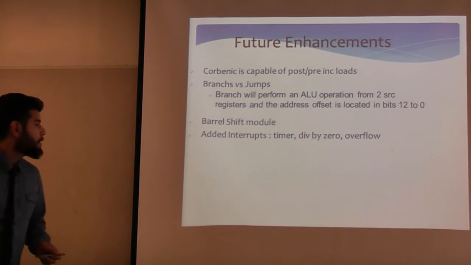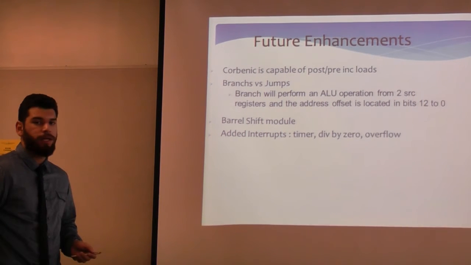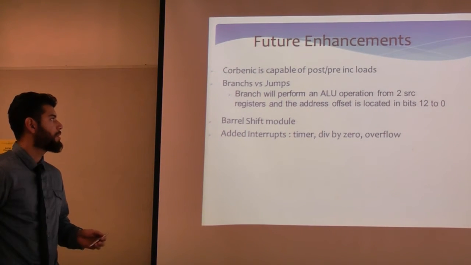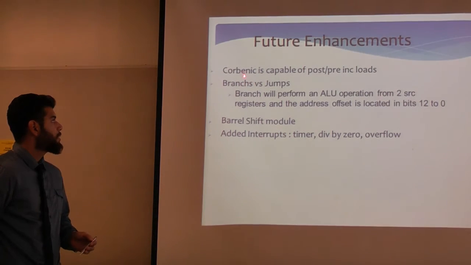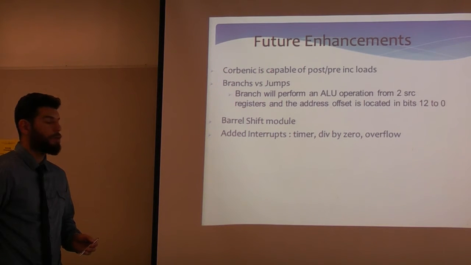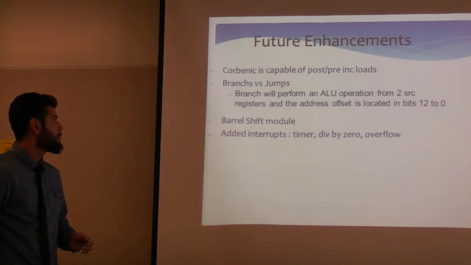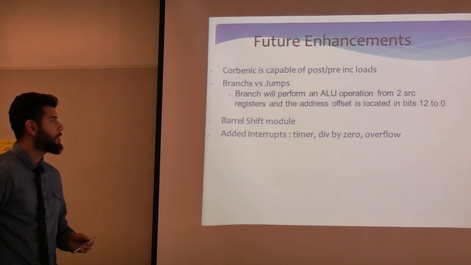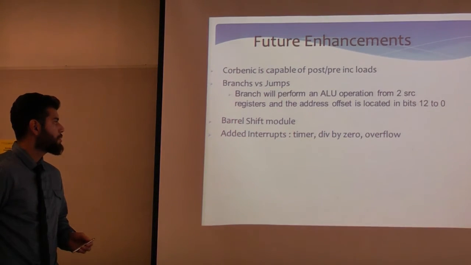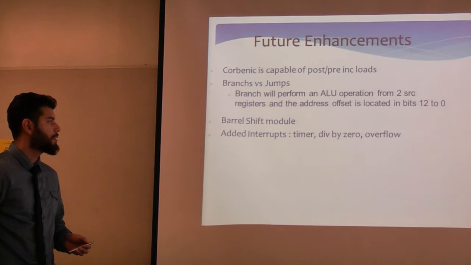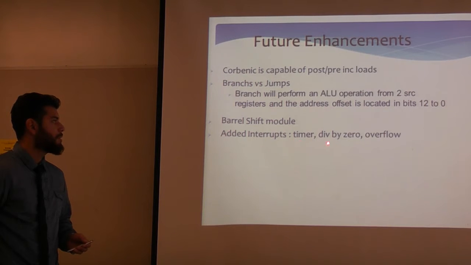So, for this particular processor, we weren't able to implement any future enhancements, but we did have plans. We were just too busy and couldn't get them to work. As of now, the Corvinik is capable of post and pre-increment loads. Branches and jumps were planned to be used. Even though branches are seen more on a MIPS architecture, we wanted to use them on this particular RISC architecture. The barrel shift module was ready for implementation, but we just couldn't get it to work. And we wanted to include added interrupts, such as a timer, divide by 0, and overflow.